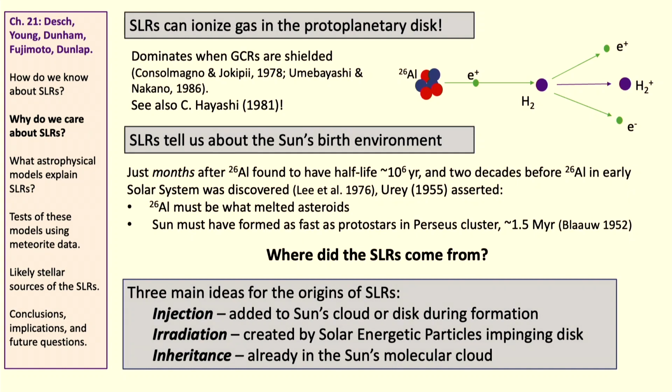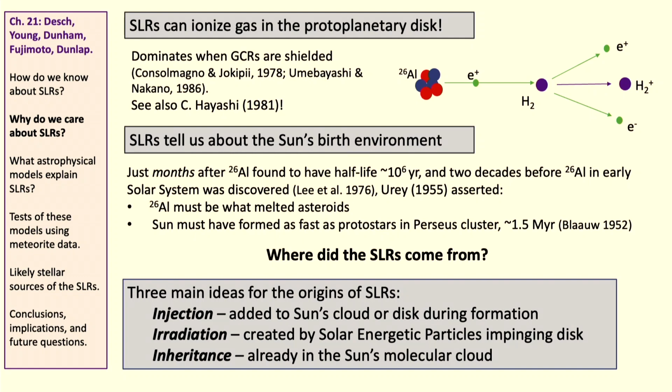But mostly, short-lived radionuclides tell us about the sun's formation environment and how it formed. And it's a remarkable story we recount in the chapter. The isotope aluminum-26, with a half-life of 1 million years, was only discovered in 1954. And months later, the great geochemist Harold Urey wrote a paper convincingly and rightly saying that that had to be what melted asteroids, the existence of that short-lived radionuclide, at about the abundance that we know it today. It was only discovered in 1976, the first evidence, but 2 decades before that, Harold Urey had figured it out.